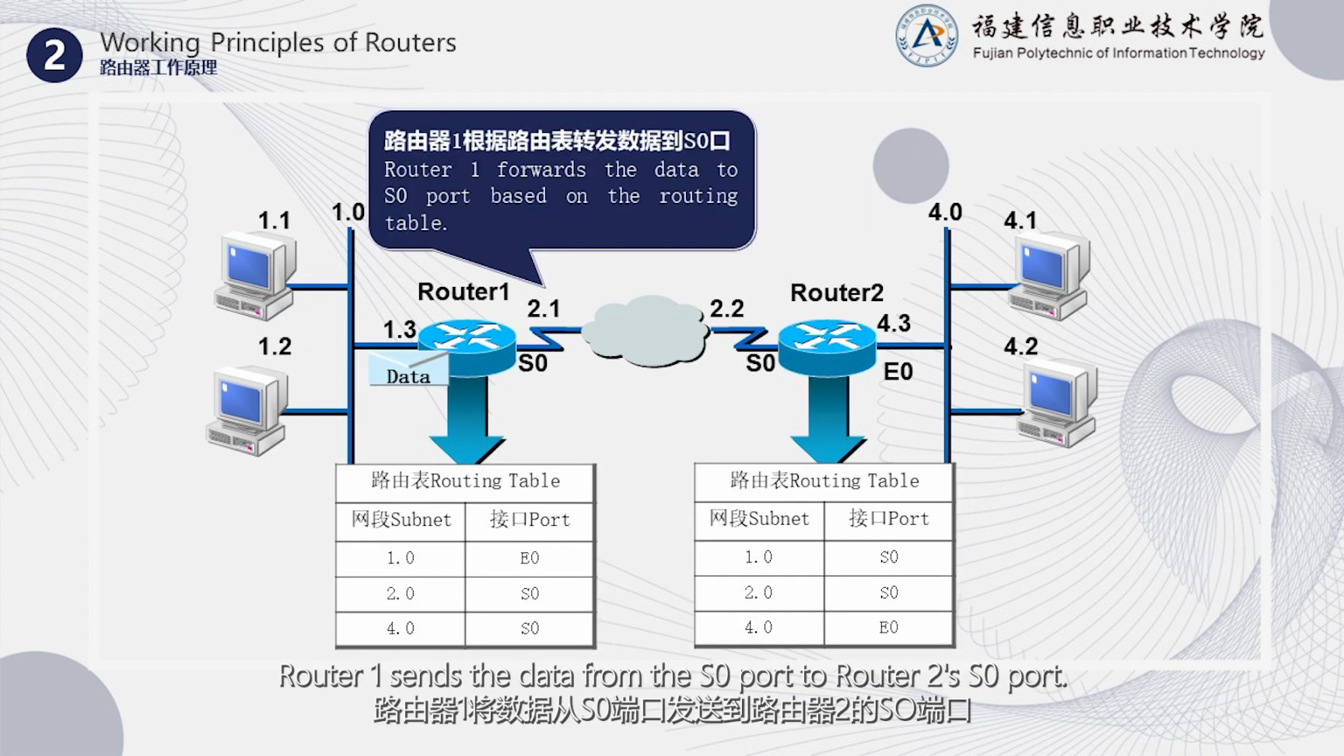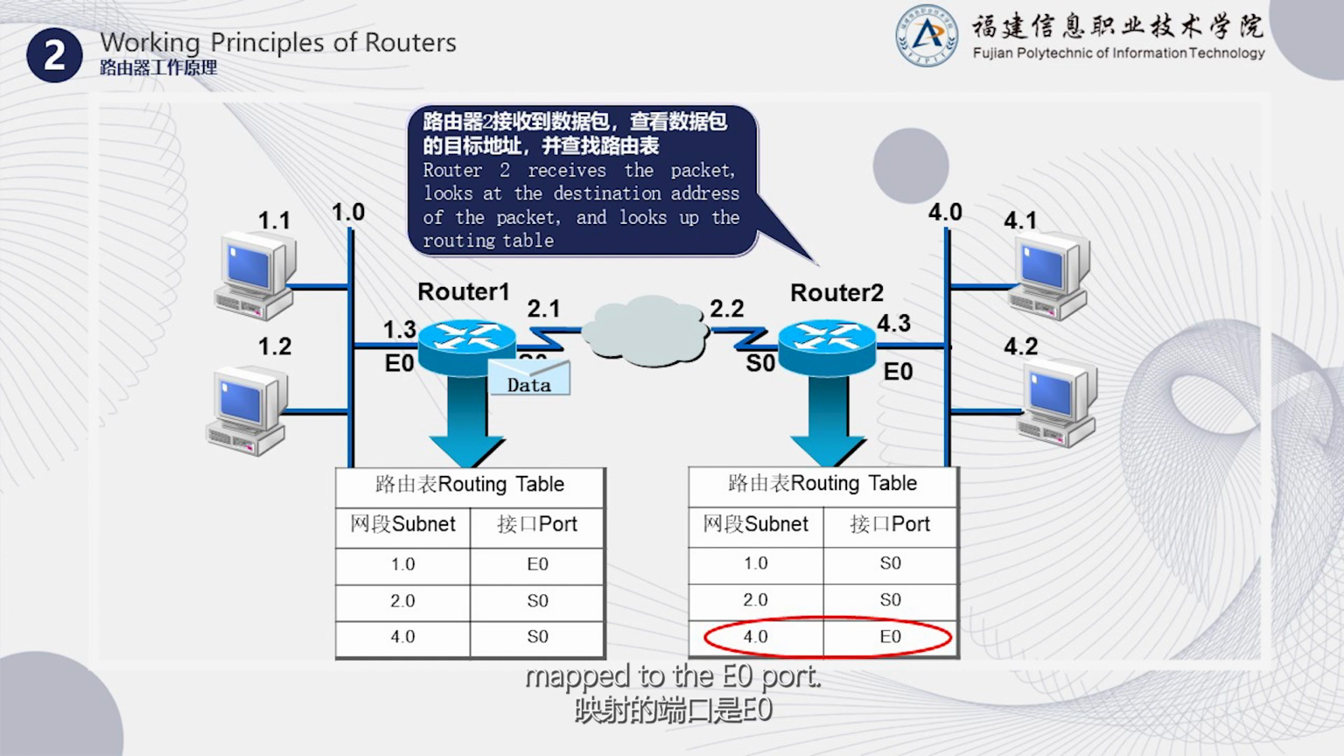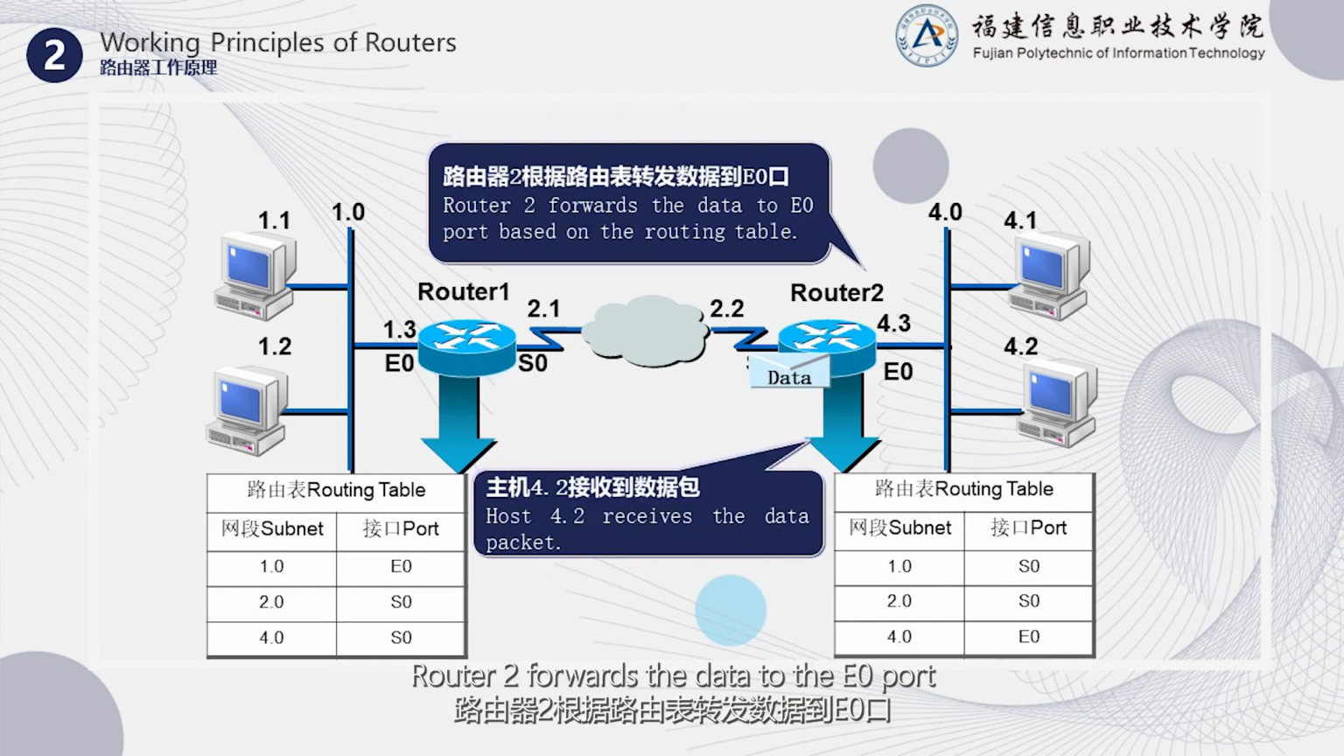Router 1 sends the data from the S0 port to Router 2's S0 port. Router 2 receives the data packet, checks the destination address, and looks up the routing table. The destination address 4.2 corresponds to an entry in the routing table for the 4.0 network, mapped to the E0 port. Router 2 forwards the data to the E0 port. And finally, host 4.2 receives the data packet.